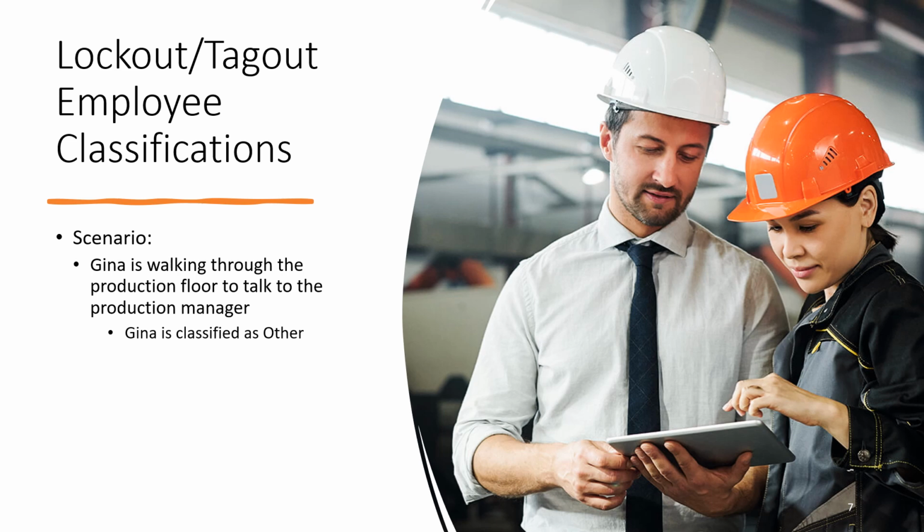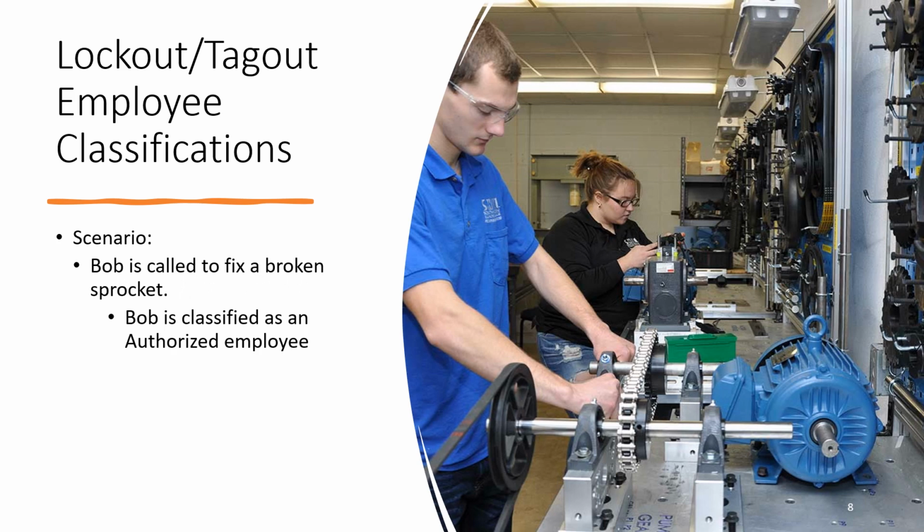And finally, let's look at a third scenario. Bob has been called to fix a broken sprocket. Bob is the maintenance guy. So in this scenario, Bob is going to be classified as the authorized employee. He's going to be the one to go back and fix this because he was called to it. The company has authorized him to fix this sprocket in this scenario, and he will go back and fix the sprocket. So those are the 3 different categories.